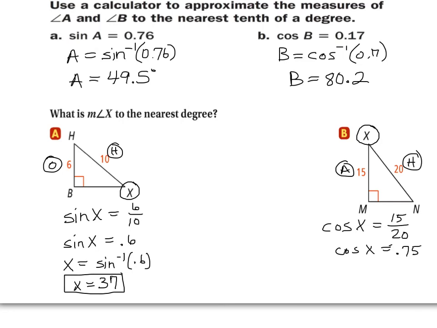And now to solve for X, I've got to take the inverse cosine. So it's the cosine inverse of 0.75. When I plug that into my calculator, I get X equals, to the nearest degree, 41. So that's a 41 degree angle. Okay. All right. So now we can figure out any angle that we need to find if we don't know the angle and we know two of the sides.